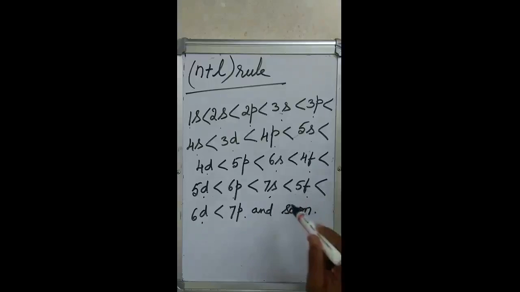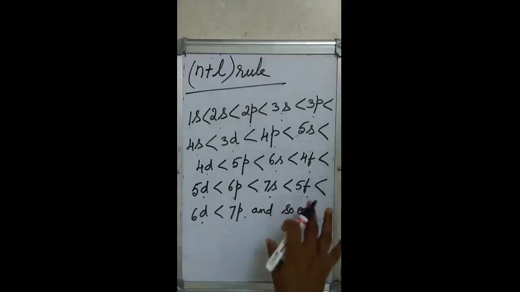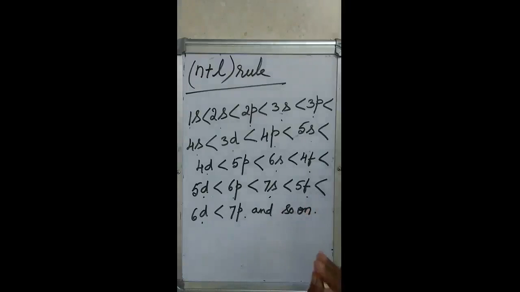Please write it down in your notebook: increasing order of energy level of the atomic orbital. This is required to fill the electronic configuration. Please write it down now itself in your notebook.